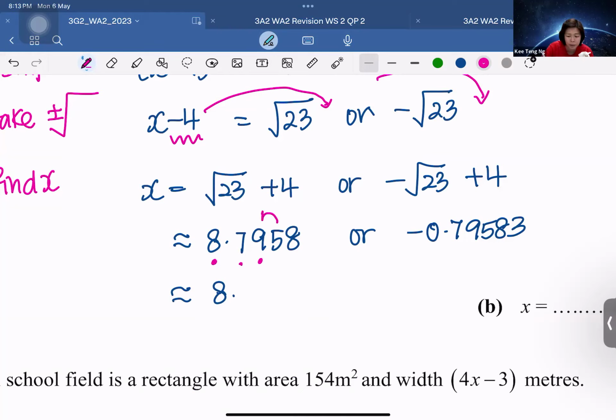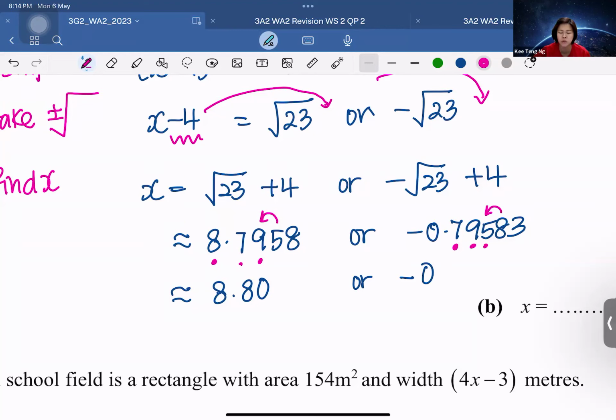Then we round up. So this one becomes 8.80, right? Instead of 8.79, it becomes 8.80. If you write only 8.8, this is only 2 sigfig. It's not correct. So it's 8.80. Yes, Ichen also mentioned, Rahil also mentioned 8.80. Or the other one, negative 0.79583. Count from the first non-zero number. So 7, 1, 2, 3.